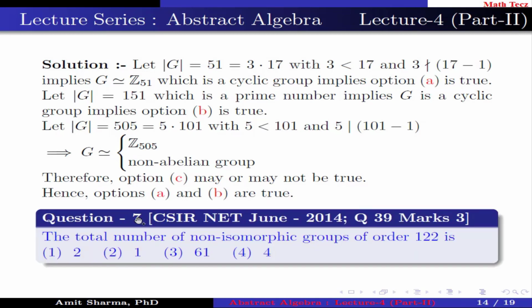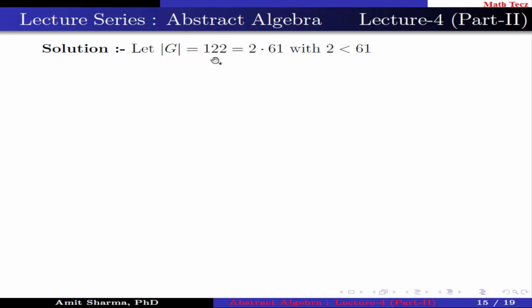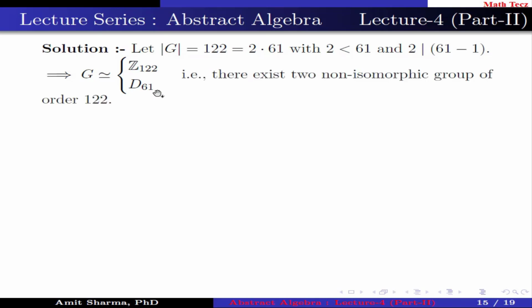Question number 7. This question was asked in the CSIR NET exam in June 2014. The total number of non-isomorphic groups of order 122 is: option 1, 2; option 2, 1; option 3, 61; option 4, 4. Let the order of G be 122, which can be written as 2 into 61 with 2 less than 61, and 2 divides 61 minus 1. This implies G is isomorphic to Z122 or D61. That is, there exist two non-isomorphic groups of order 122. Hence, option 1 is true.